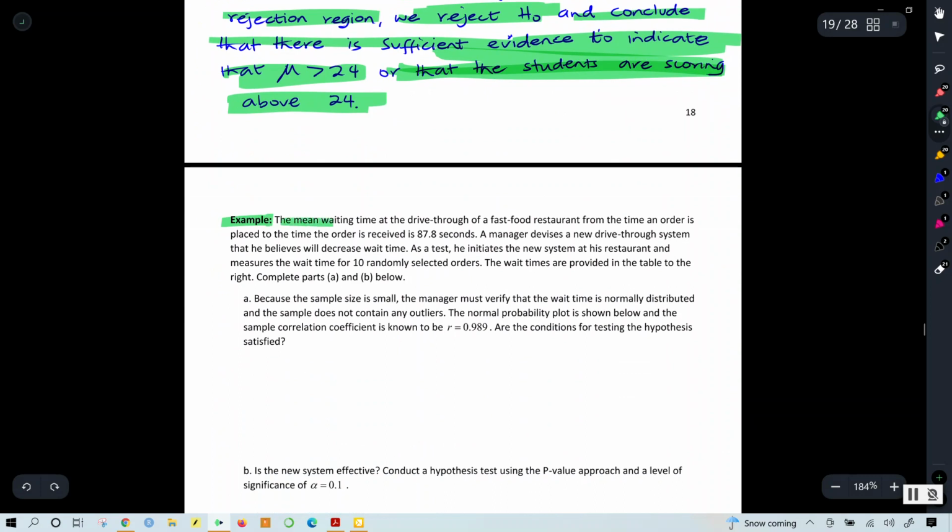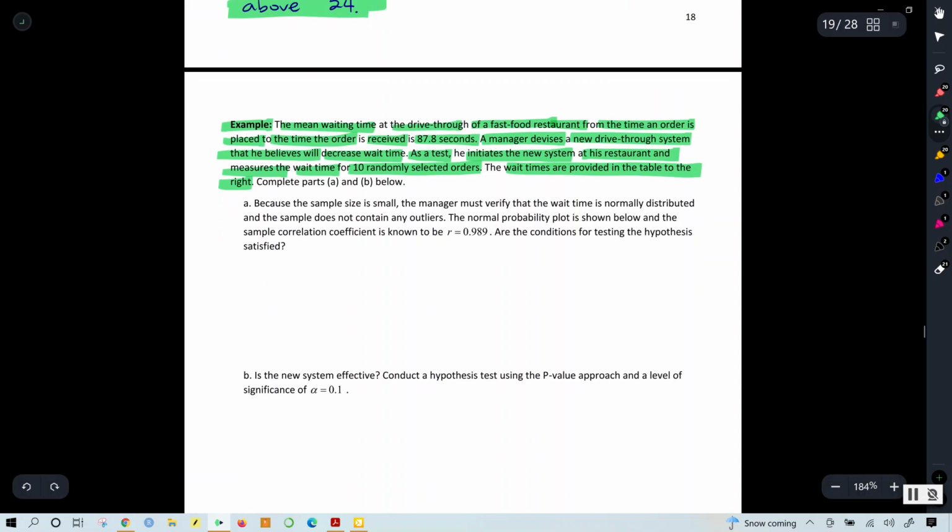In this example, we are told that the mean waiting time at the drive-thru of a fast food restaurant, from the time an order is placed to the time an order is received, is 87.8 seconds. A manager devises a new drive-thru system that he believes will decrease wait time. As a test, he initiates the new system at his restaurant and measures the wait time for 10 randomly selected orders. The wait times are provided in the table to the right. Well, we will have that in our own chapter 10 data sets. Complete parts A and B below.